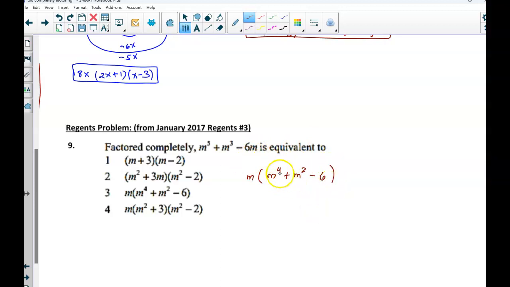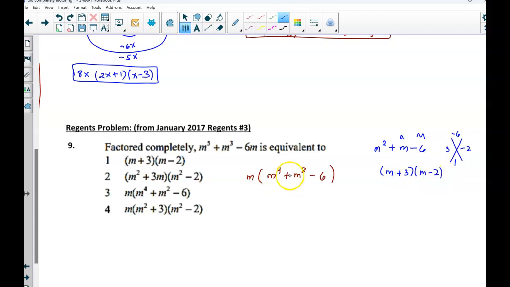Now that looks funky because here you have m to the 4th and here you have m squared. But don't panic. It's kind of like this one, just only slightly different. Most of you would not have trouble factoring m squared plus m minus 6. That's just simply a trinomial with leading coefficient equal to 1. And so you would say, oh, I'm going to find two terms that add to positive 1 and multiply out to negative 6. And that would be 3 and negative 2. And you would factor this to m plus 3, m minus 2.